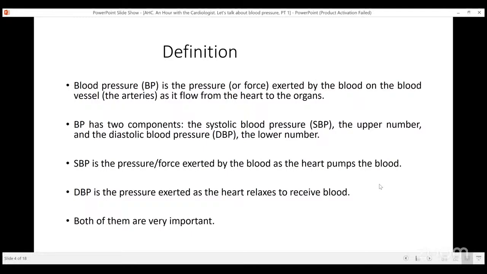So when the heart is at rest, relaxing, so to speak, receiving blood from the veins, there's a pressure also being generated, and that is the diastolic blood pressure. Both of them are very important, and please pay attention to both. Many people think that the systolic blood pressure is the all in all. No. So this is what I mean.